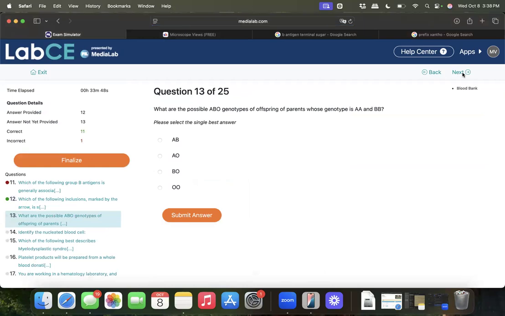All right, so what are the possible ABO genotypes of offspring of parents whose genotypes are AA and BB? A, AB, B, AO, C, BO, or D, OO?